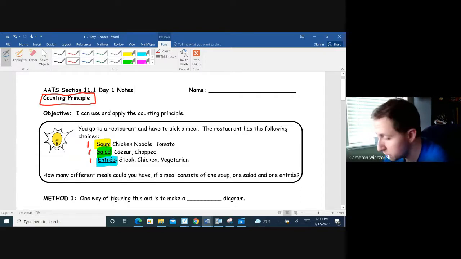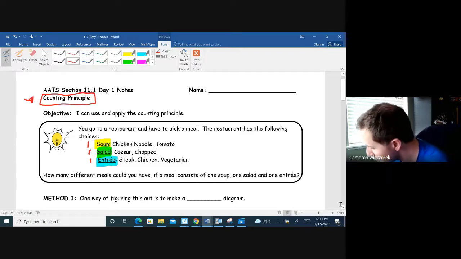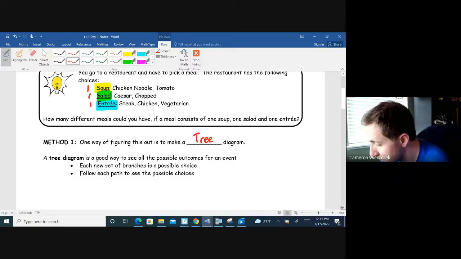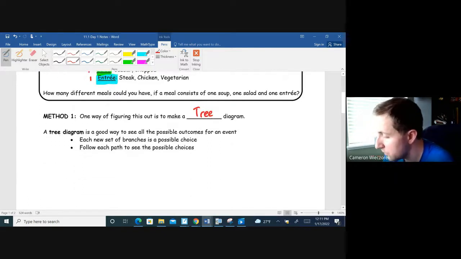There's two ways you could figure this out. I'm going to show you the longer way of doing it first, where you list out all of your possible options. And then I'm going to show you a shorter way, which relies on this counting principle that is the title of the section. So first way is to make what's called the tree diagram, which is the long way of doing it, but it really guarantees that you see every possible option. What a tree diagram does is it allows you to list all the possible outcomes for an event, which in this case would be your meal.